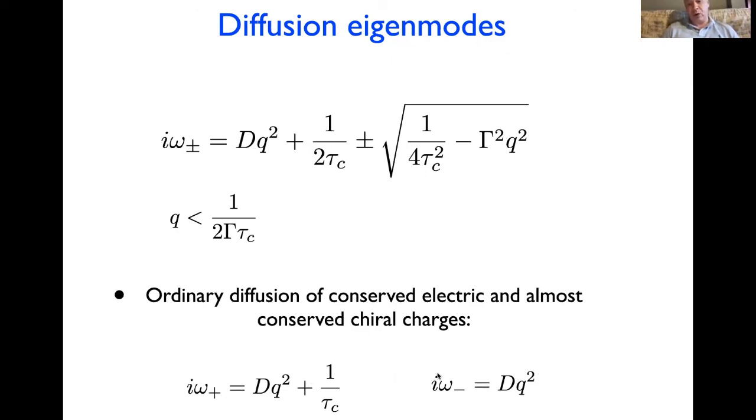There is a diffusion mode corresponding to the diffusion of exactly conserved electric charge. So i omega equals D q squared. So this just describes diffusive relaxation of charge density at wave vector q. And then there is an independent mode that corresponds to diffusion of chiral charge with some also finite relaxation rate even at q equals 0, again due to this impurity scattering between the two valleys.